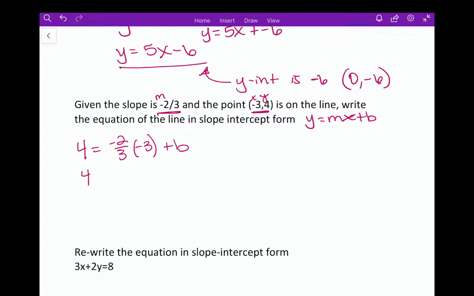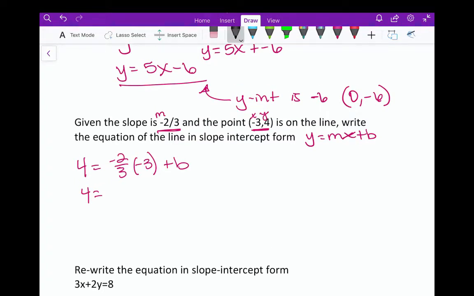So I'm going to simplify first. -2/3 times -3 is going to be a positive. I know that. This is the same as -3 over 1. So -2 times -3 is 6, and 3 times 1 is 3. So 6 over 3, which is 2. So 4 equals 2 plus b.